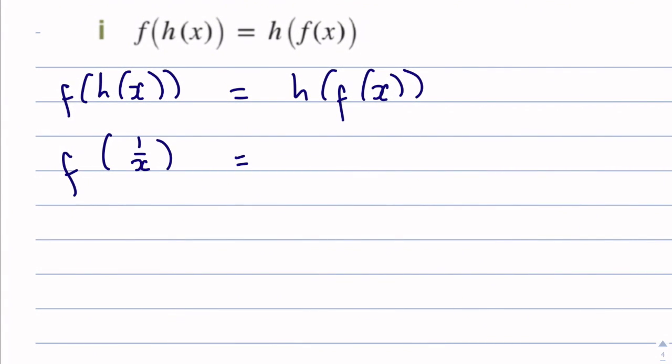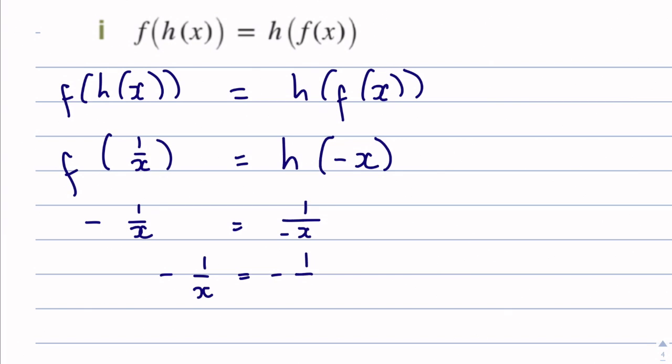I'm trying to show that that's the same as h of f of x, and f of x was just negative x. F of 1 on x is negative 1 on x. H of negative x is 1 on negative x. So negative 1 on x does equal negative 1 on x. Therefore, left-hand side equals right-hand side, like they're both the same.